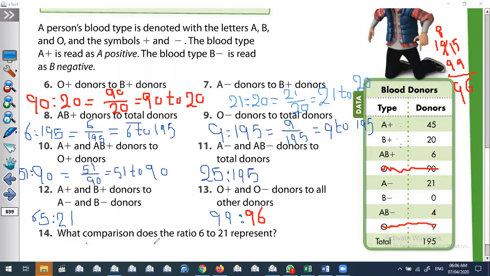What comparison does the ratio 6 to 21 represent? 6 and 21, here is 6 and here is 21. So we are going to write it. It will be a comparison between AB positive to what? 21, A negative.